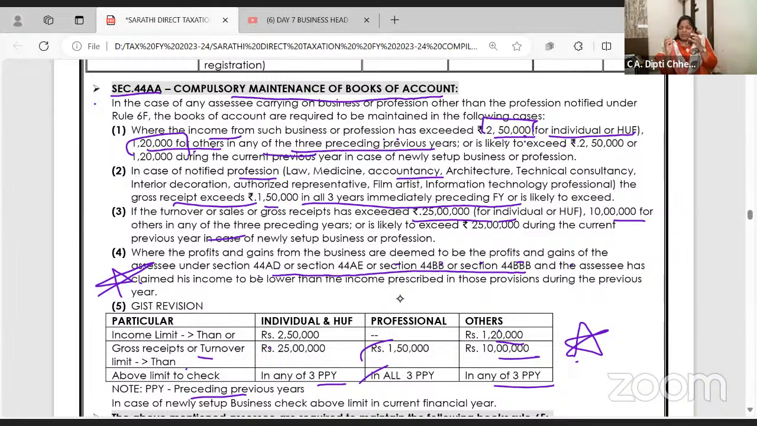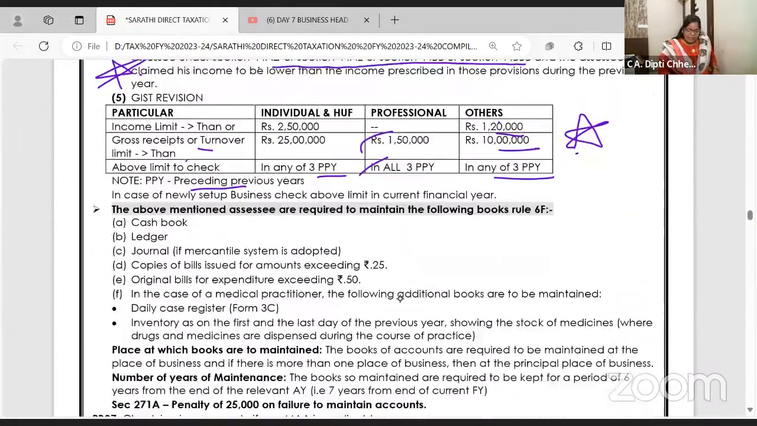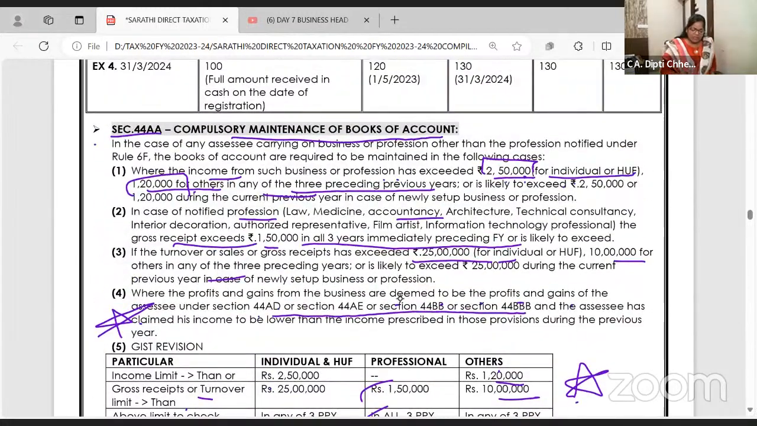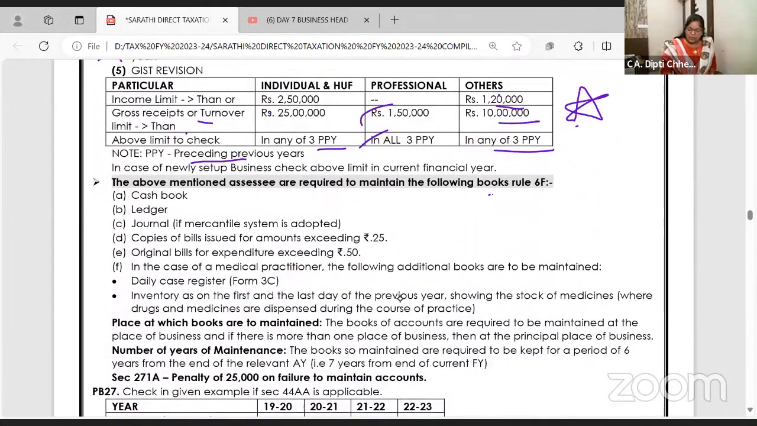Now, I did say ki so and so people should maintain the books as per section 44AA. So you go to the stationery shop and you get chotu diaries, this much. One is your cash book, another is your ledger, third is your date register, and so on. Is it right? No. Once you need to maintain the books as per section 44AA, then to guide you, we have rule 6F. If you don't remember the rule number, no problem. So what is rule 6F, dear students?